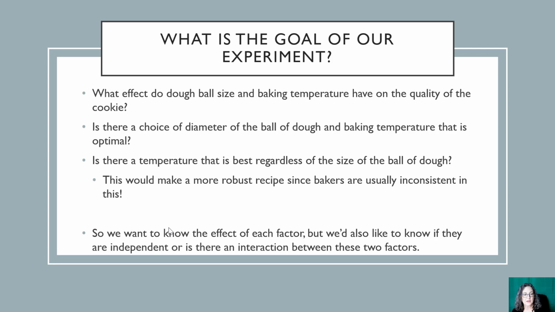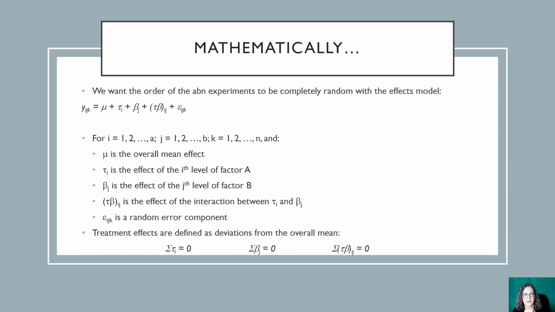Okay? So we want to know the effect of every factor, but we also want to know if they're independent or if there's an interaction between those various factors. Okay? So if you say that the order of the A times B times N, so 36 experiments in our case, is completely random, then what we have to do is figure out the overall mean plus the effect of the temperature, of the size of the ball of dough, the effect of the interaction between those two, and then just random error. And that's going to be this value that I'm going to be estimating.